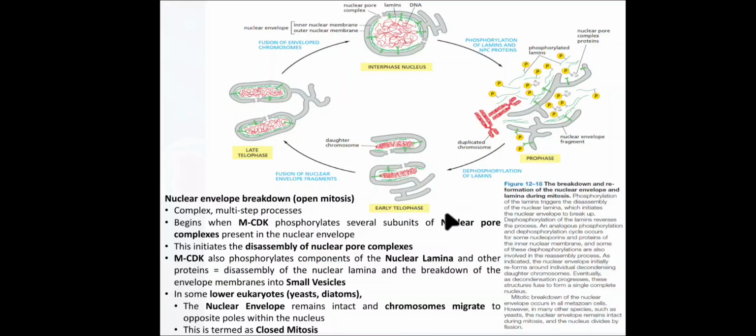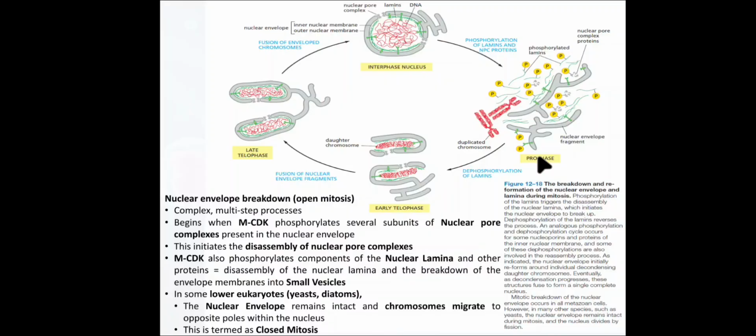At early telophase there is dephosphorylation of lamin protein. Before that, there is phosphorylation of lamin and NPC protein; see the arrangement, that is interphase. At the end of prophase it is phosphorylating, and it is responsible for disassembly of the nuclear envelope.